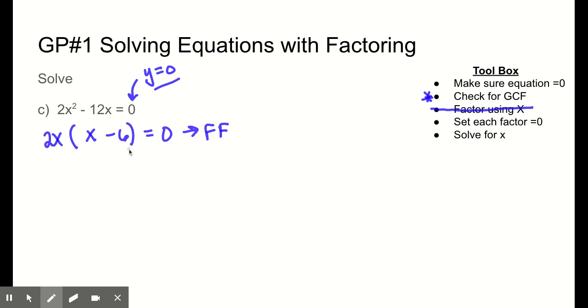So from here, we're going to take our factors and we're going to set them equal to 0. Now, I know I told you on the previous slide that the GCF, when it's a number, doesn't affect our answer, and I want to show you that here.